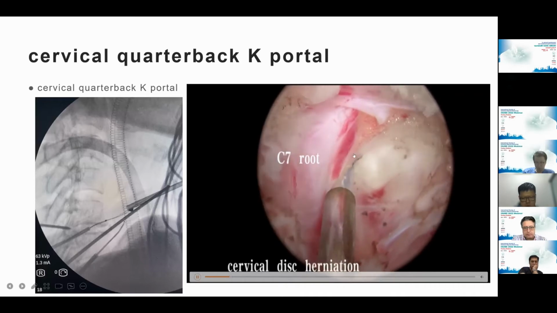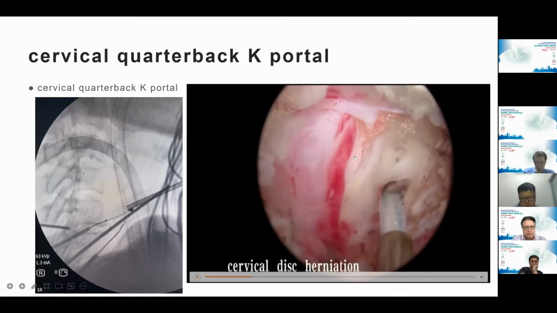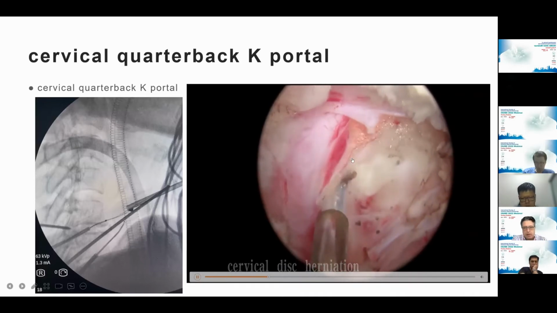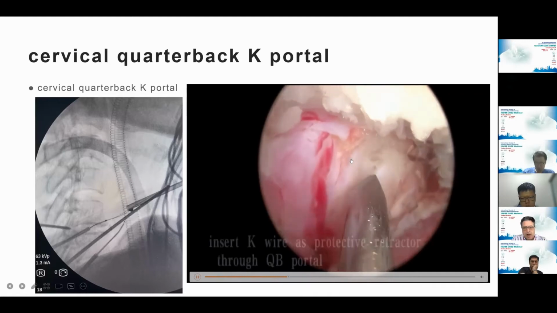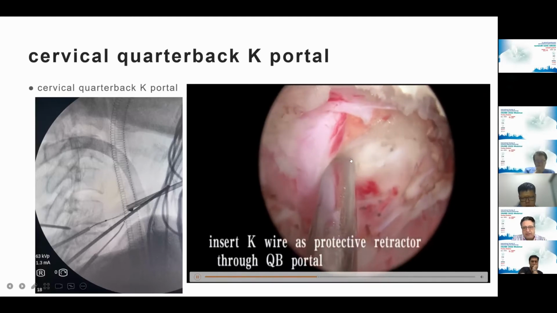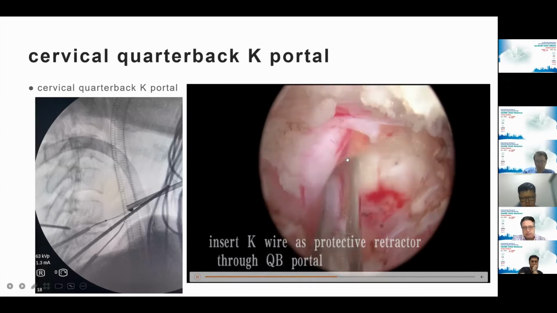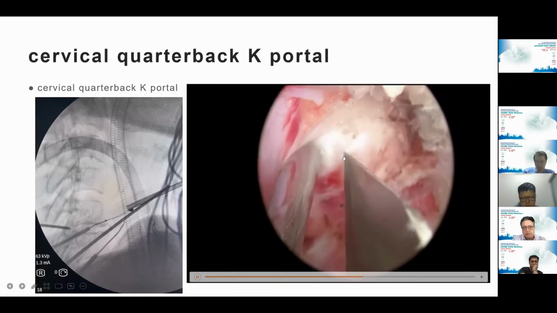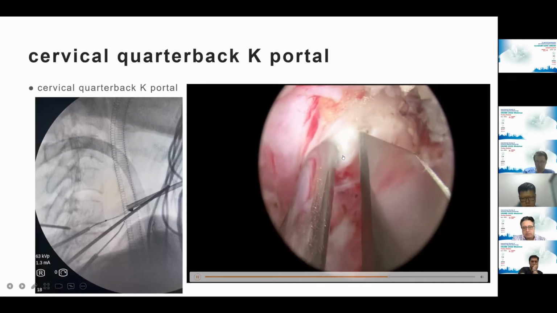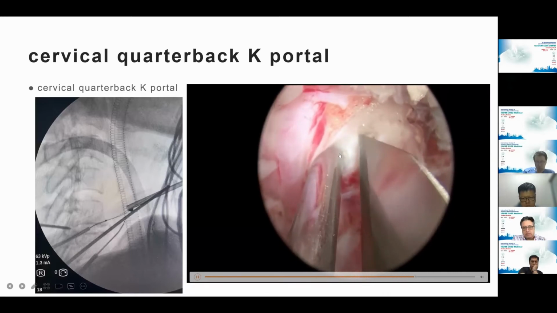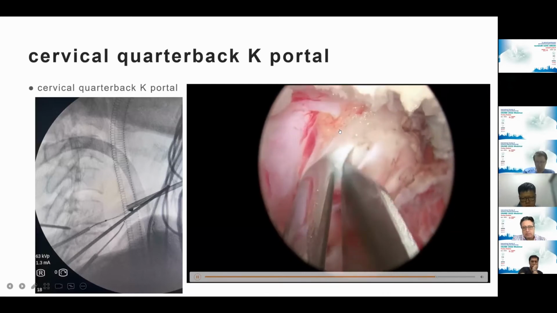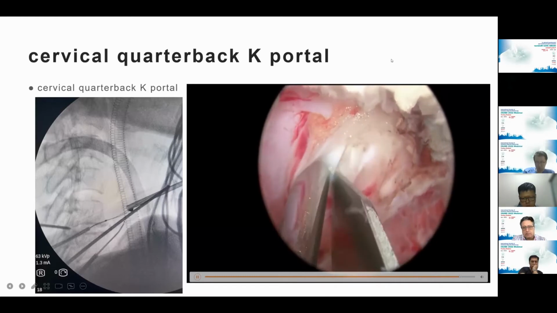We found the disc fragment in the axillary area. Then I insert the key wire as a protective retractor through the quarterback keyhole portal. Then I open the annulus to do the discectomy.